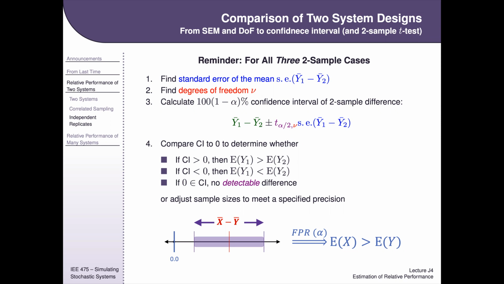If the confidence interval is on one side of 0, you can say one system is greater than the other. If it's on the other side, you can say the opposite. If 0 is included in the confidence interval, there's no detectable difference between the systems. And if it is your job to detect which system is better, you might need to generate more replications. So you might need to sample more until you can come to some conclusion as to which system is better. And so that's the general process here.